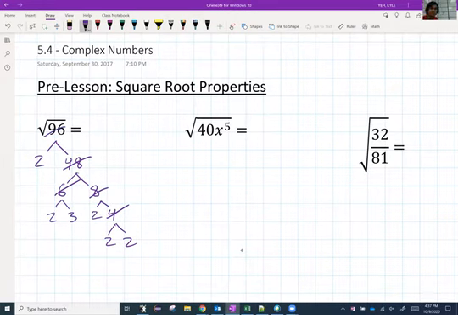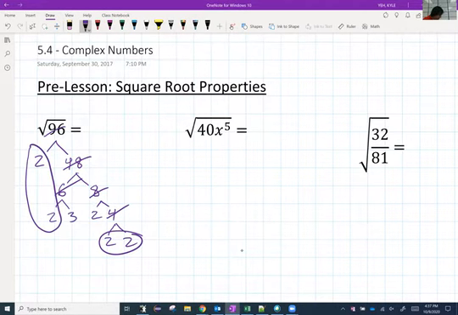So how does this help me simplify that square root? Well, it's a square root. I'm going to look for pairs. I've got 2 2s here. I've got 2 2s here. And then I've got this leftover 3 that doesn't have a pair, and this leftover 2 that doesn't have a pair. He was kind of the odd man out.